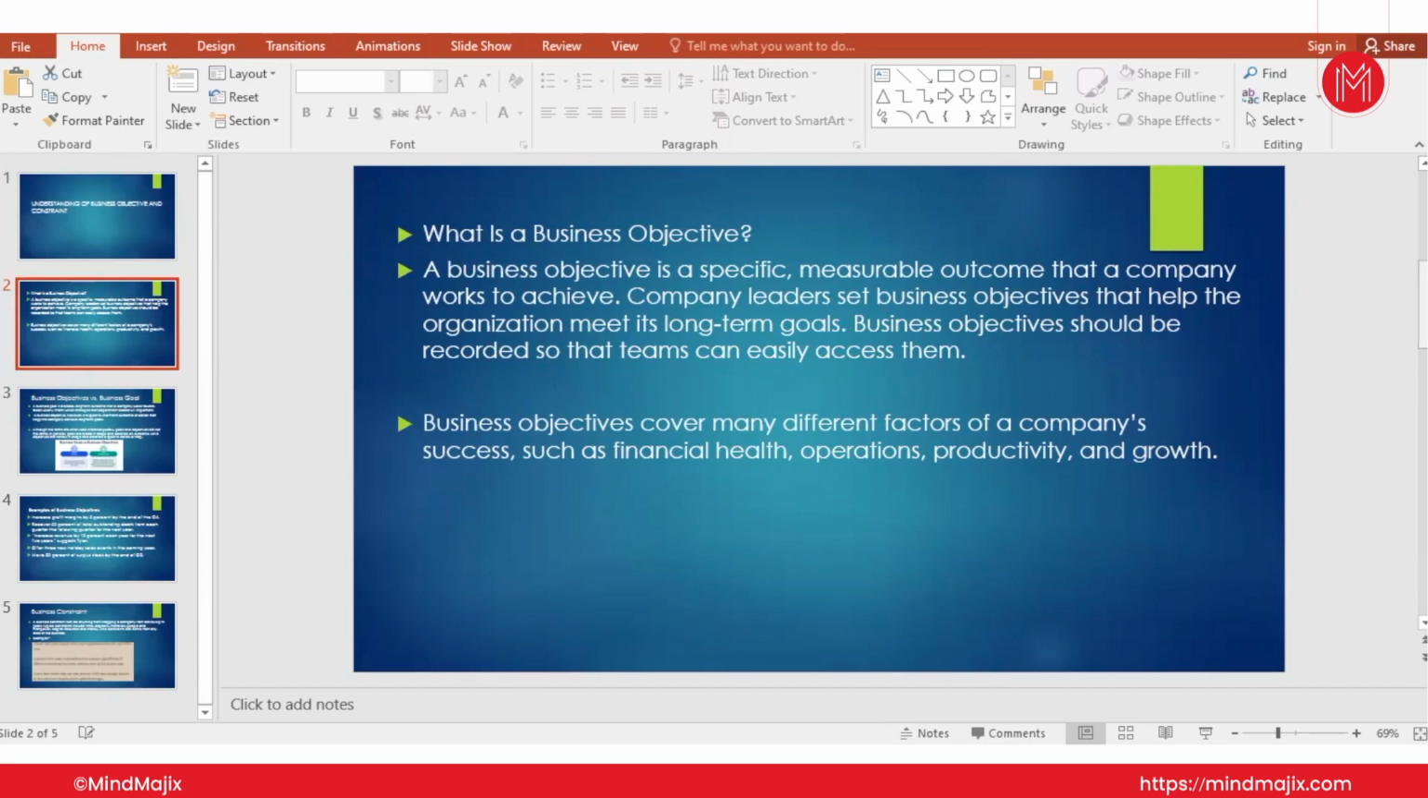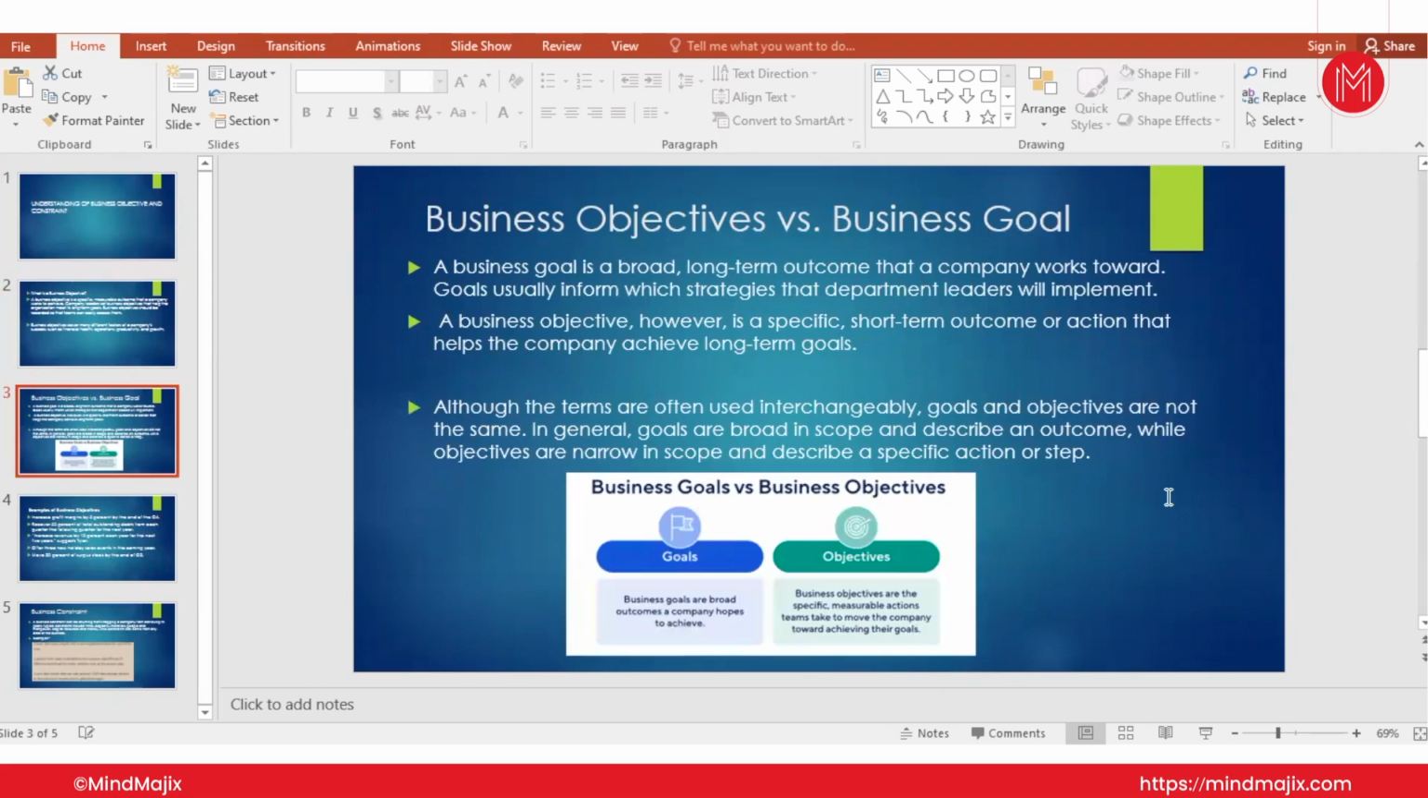And what factors do we need to cover to achieve that particular objective? What is the difference between a business objective and a business goal? Those are different terms. A business goal is a broad, long-term outcome that a company works toward. Goals usually inform which strategies department leaders will implement. A business objective, however, is a specific short-term outcome or action that helps the company achieve its long-term goals.